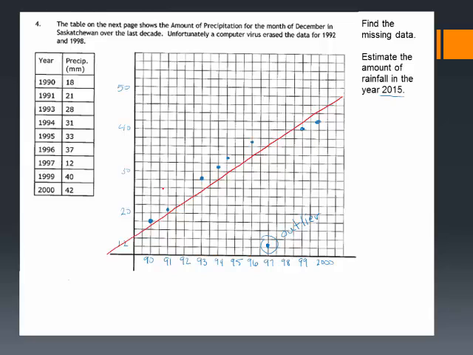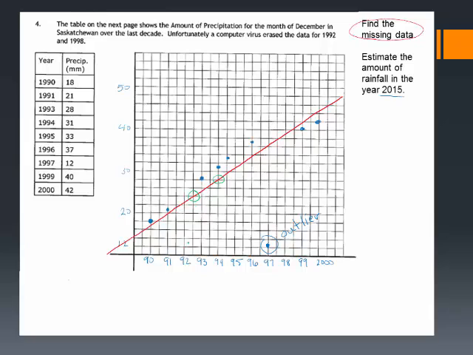Okay, so we need to find the missing data. That would be our data for 92 and 98. And then we also need to estimate the amount of rainfall in the year 2015. So what I'm going to do is look at my line. I'm going to find two perfect points. So as I look across the line, I have a point here and here. And I'm going to use these points to find the equation of my line of fit.